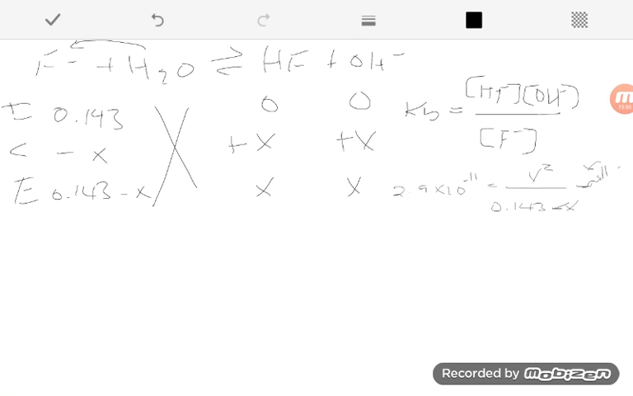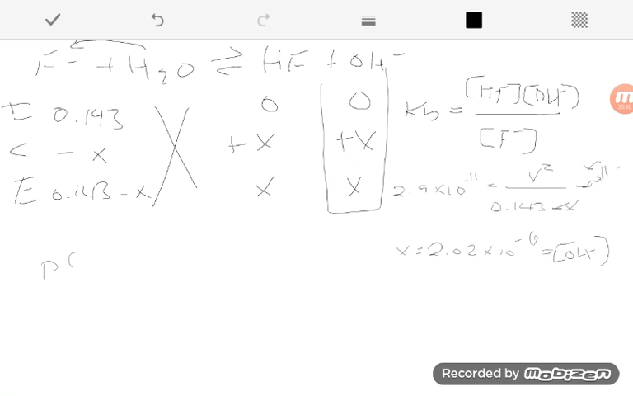I multiply the 0.143 over, take the square root, and I figure out that my x is equal to 2.02 times 10 to the negative 6. I go back to my ICE table and figure out which piece I really care about, which is going to be this one right here. That's really telling me my OH minus concentration. So that's the piece I'm going to use to get my pH.